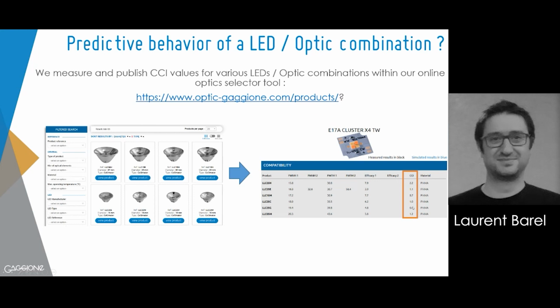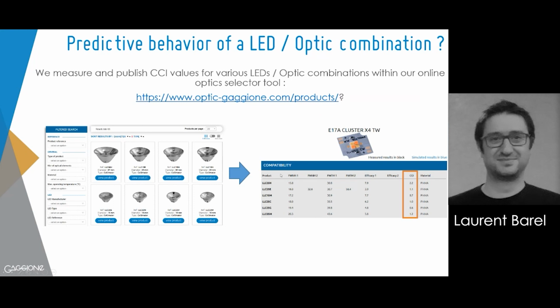This example I'm showing you is based on the E19A from Nichia, a cluster for tunable white made by our friends at Lumitronix. So it's a real world example where you can already figure out what would be the result of the so-called LLC25N from Gaggione using that particular LED.